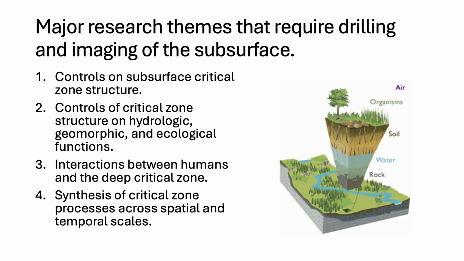So the first thing we identified was a major research theme: the controls on subsurface critical zone structure. This is really understanding the processes that drive variations in weathering and subsurface structure across landscapes. The second is controls of critical zone structure on hydrologic, geomorphic, and ecological functions. The third is interactions between humans and the deep critical zone. And the fourth is synthesis of critical zone processes across spatial and temporal scales.